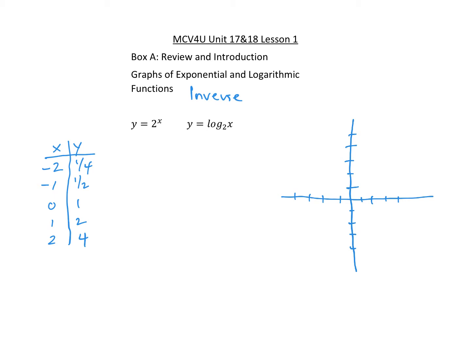So I'm just going to change color here, plot a few points here. So 2 to the 0 is 1, 2 to the 1 is 2, 2 to the 2 is 4, and on the left side we get 1 half, 1 quarter, and that fraction is going to get smaller and smaller and smaller to infinity. So the x-axis is an asymptote. The line will approach 0 as we head to negative infinity.